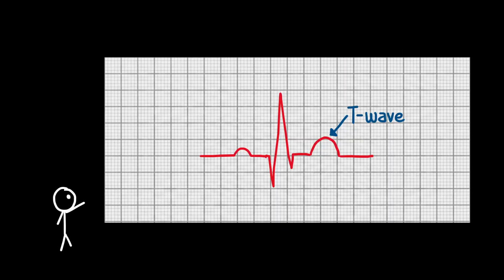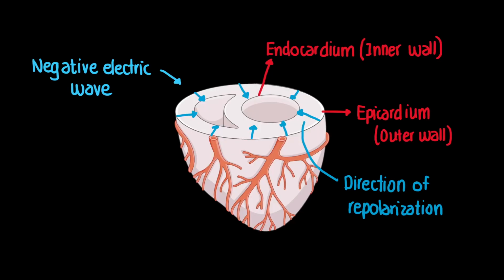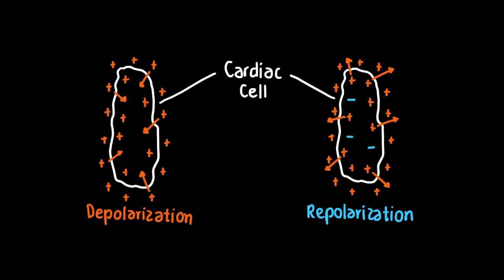And this explains one of the most confusing features of the ECG. Why is the T wave usually positive despite the wave being negative? Because repolarization is a negative electrical wave, and that negative wave is moving away from the positive pole of the lead. And repolarization is a negative electrical wave because the positive ions move outside of the cell, opposite to depolarization.